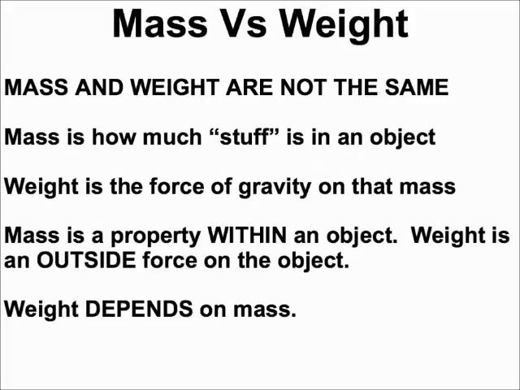Another way you can think about this is that mass is a property within an object. It depends on how much stuff is in that object. But weight is an outside force on the object. So weight depends more on the force that's pulling on the outside of the object, and mass is how much stuff is within the object. And weight actually depends on mass, because gravity can't pull on anything if there's no stuff to pull on.